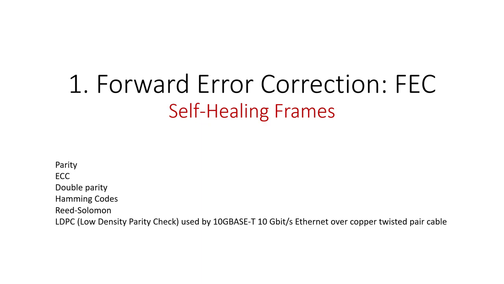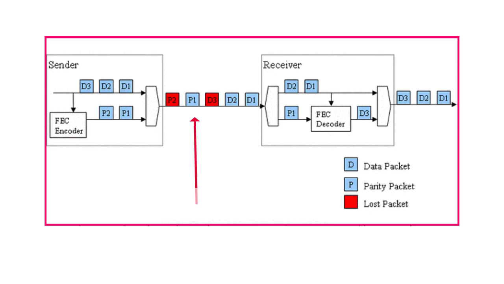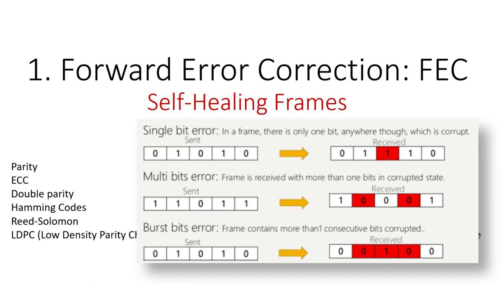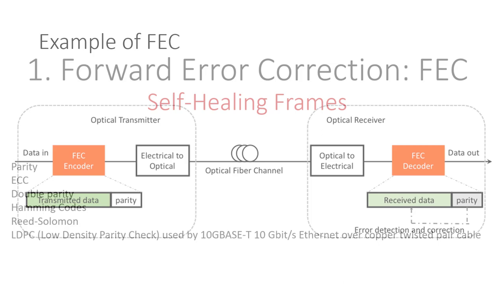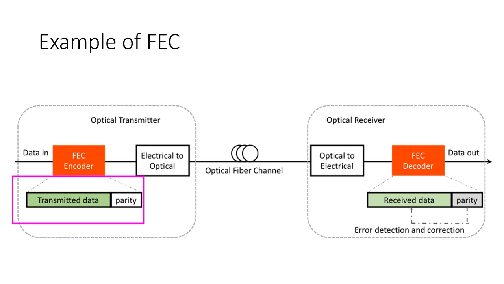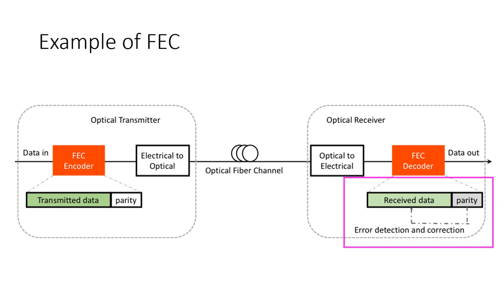There are a couple techniques that are embedded into forward error correction, FEC. One is the technique that we've already mentioned, parity. You can also use ECC, which most of us have seen in our memory for servers. Double parity is also used. Hamming codes. Reed-Solomon is another algorithm. And then low density parity check, that's used by 10 gig when it's transmitted over twisted pair. Optical fiber transmission often uses FEC, where the transmitter adds parity to the transmitted data, then the receiver can fix the error, if there is one, on the fly.